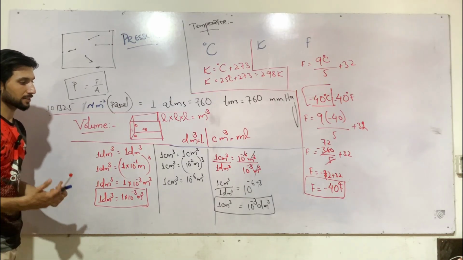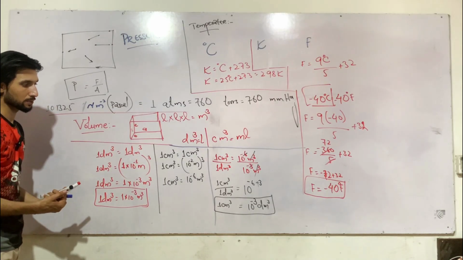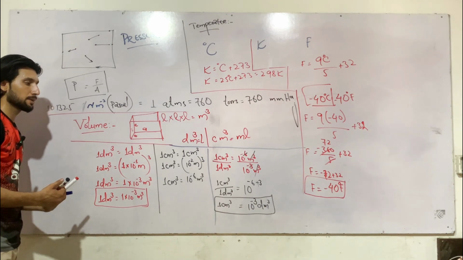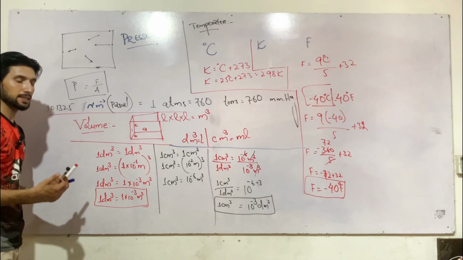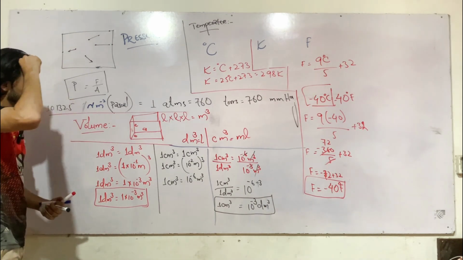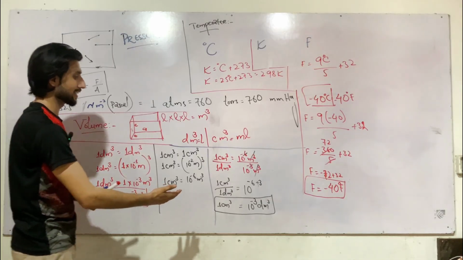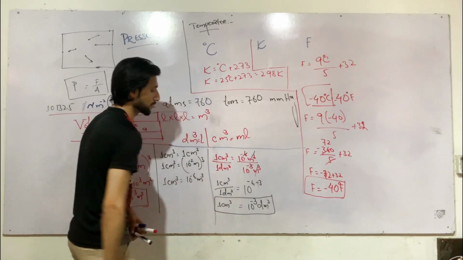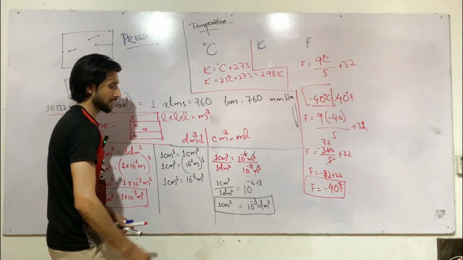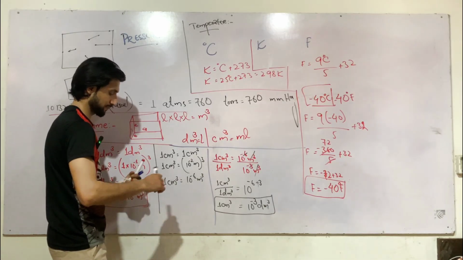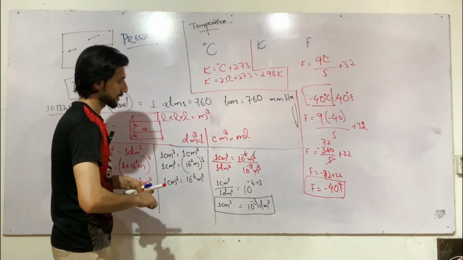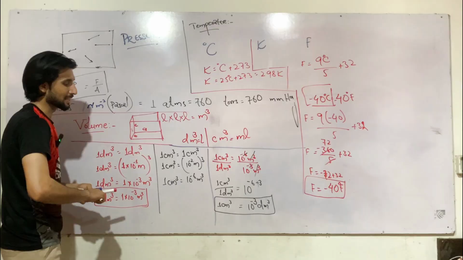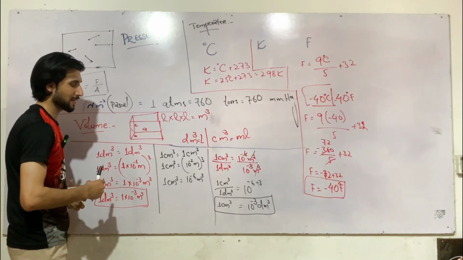Are you getting it or not? 1 centimeter cube is equal to 10 to power minus 3 decimeter cubes. Now, what will be the relation? What will be 1 decimeter cube equals? So, what can I do for that? I can divide both sides or multiply both sides by 10 to power plus 3.